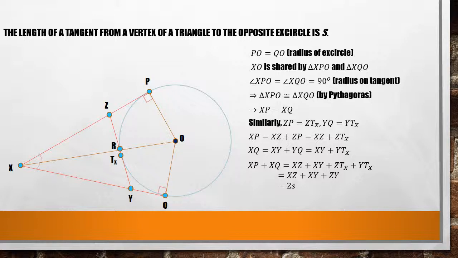But what's that? That's just the perimeter of the triangle, which is equal to twice the semi-perimeter of the triangle. And since we know that xp is equal to xq, we simply divide both sides by 2, and we get that both of them are equal to s. And it's proved.